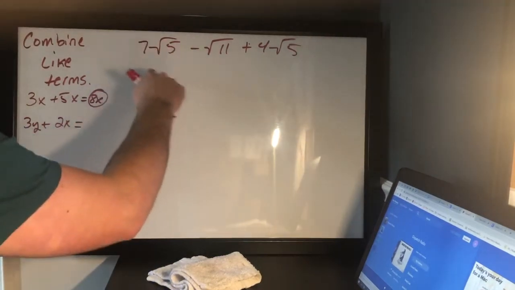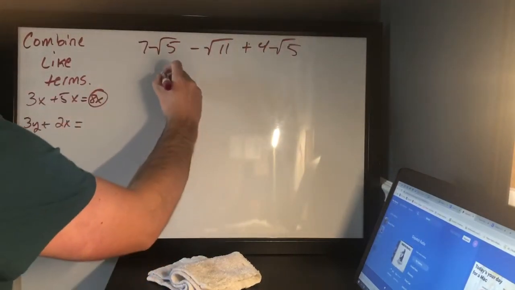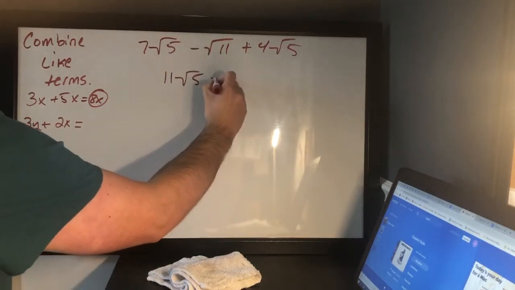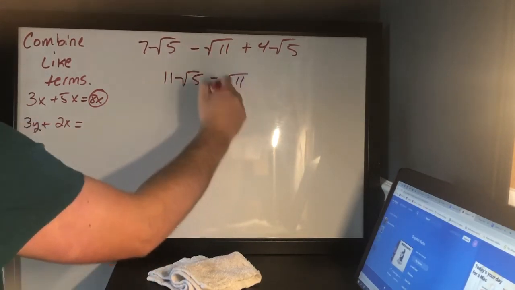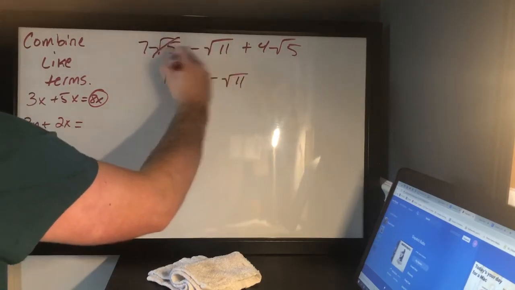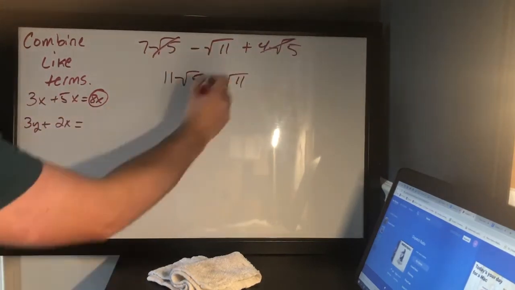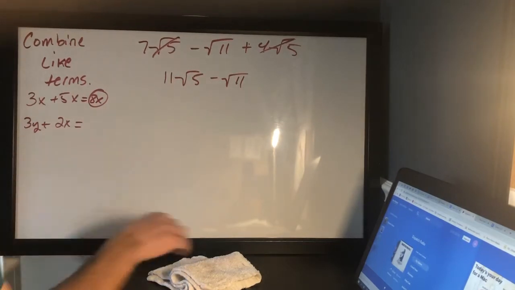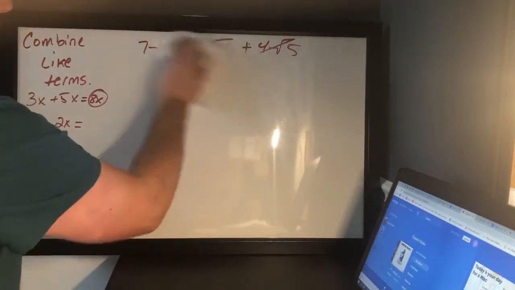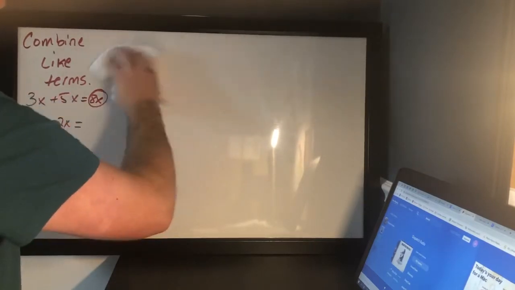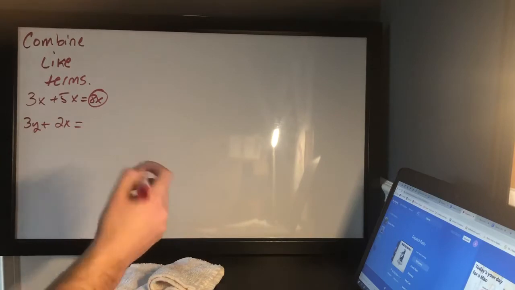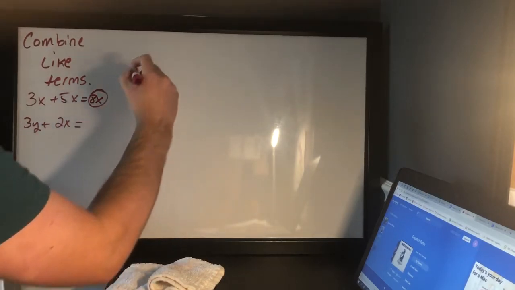So if I have 7 of them here and 4 of them here, I have 11 radical 5s. And then you just bring down the minus radical 11, because this doesn't have a match. These two match up like terms. So this would be your simplified answer if you're adding and subtracting radicals. All right? Okay, I'll show you guys another type, and then when I'm done here, I'm going to put 3 problems up. I encourage you to pause the video and try them, and then I'll go over the answers for those 3 problems as well.